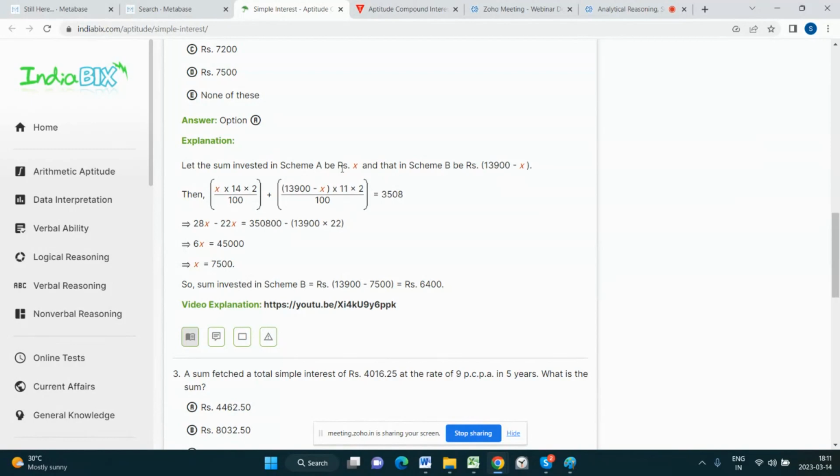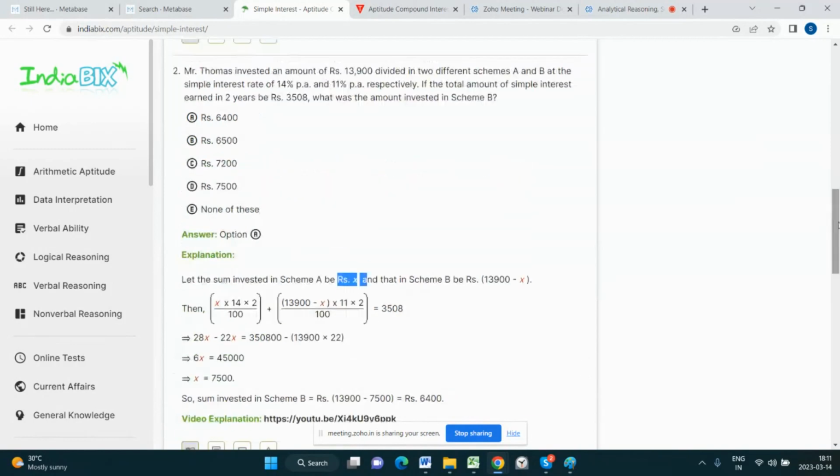For scheme A it is 14% per annum, and for scheme B it is 11% per annum. So X into 14% per annum for 2 years, plus (13,900 minus X) in scheme B at 11% per annum, 11 by 100 into 2 for 2 years. The interest earned from this is 3,508.